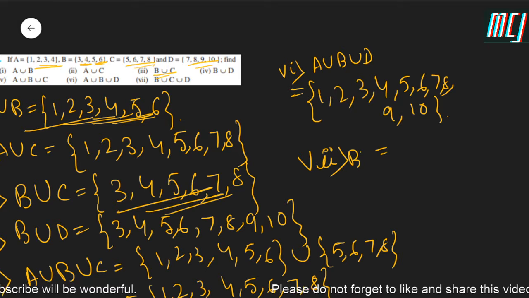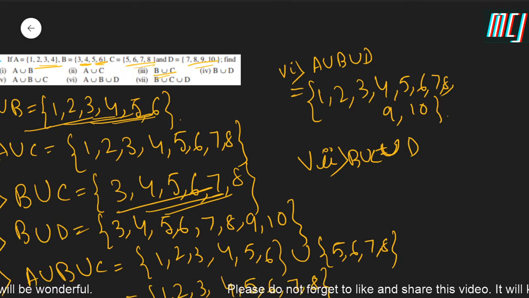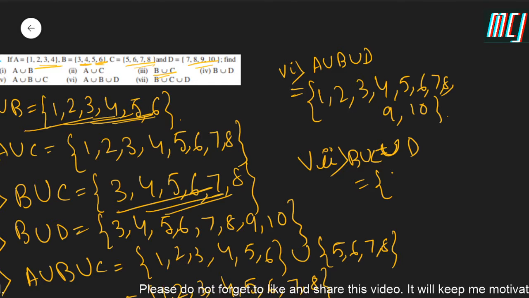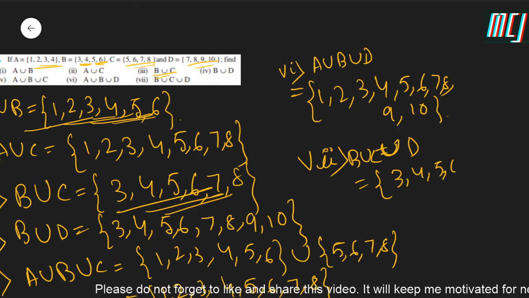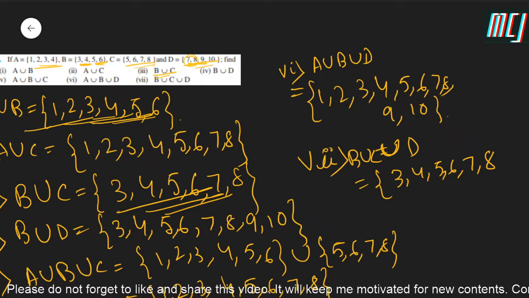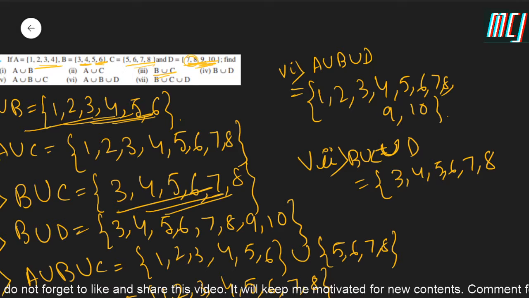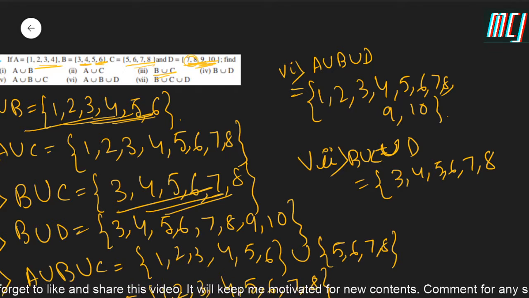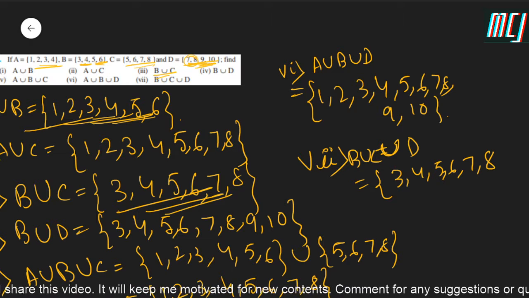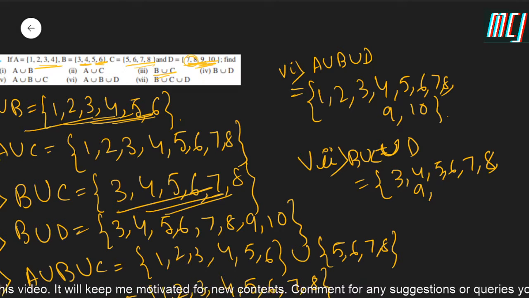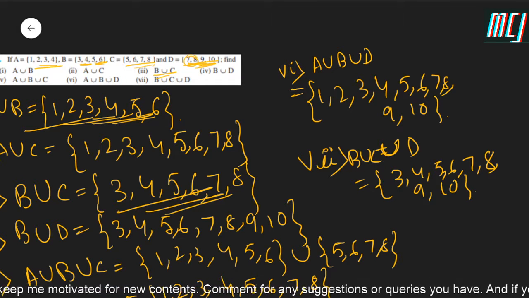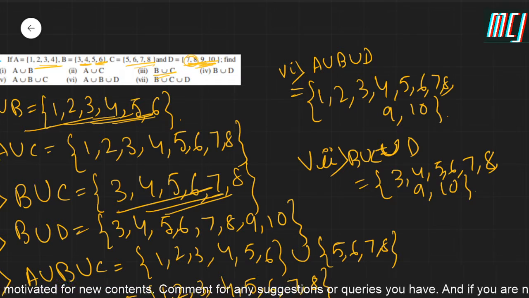We need to find B union C union D. Okay. So B union C is 3, 4, 5, 6, 7, 8 and D also has 7, 8, so it won't repeat. It will be only 9, 10. Clear? So here 9, 10. Okay. So the fourth one is also complete.